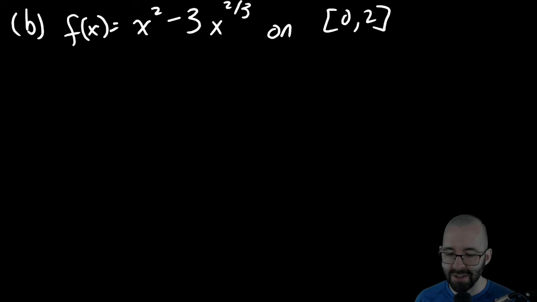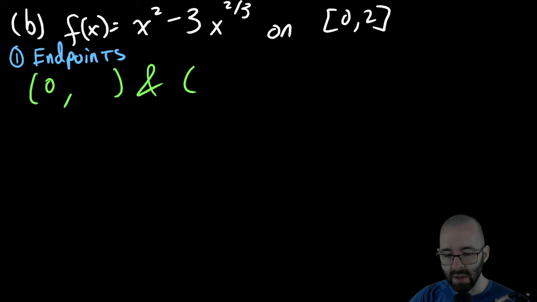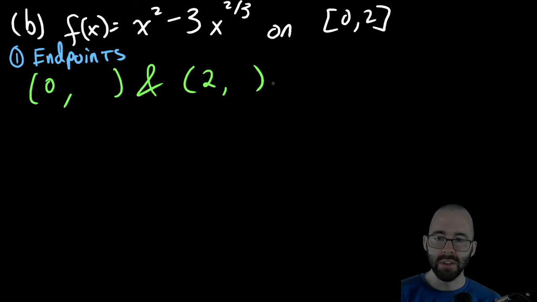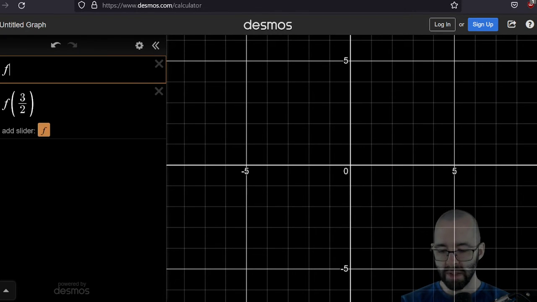All right, hopefully you did so. Again, we are going to look at the endpoints. Those are going to be some of our candidates. Well, again, draw the candidates in green. That's going to be when x is 0 and when x is equal to 2. We'll plug those into a calculator, or you could do it by hand.